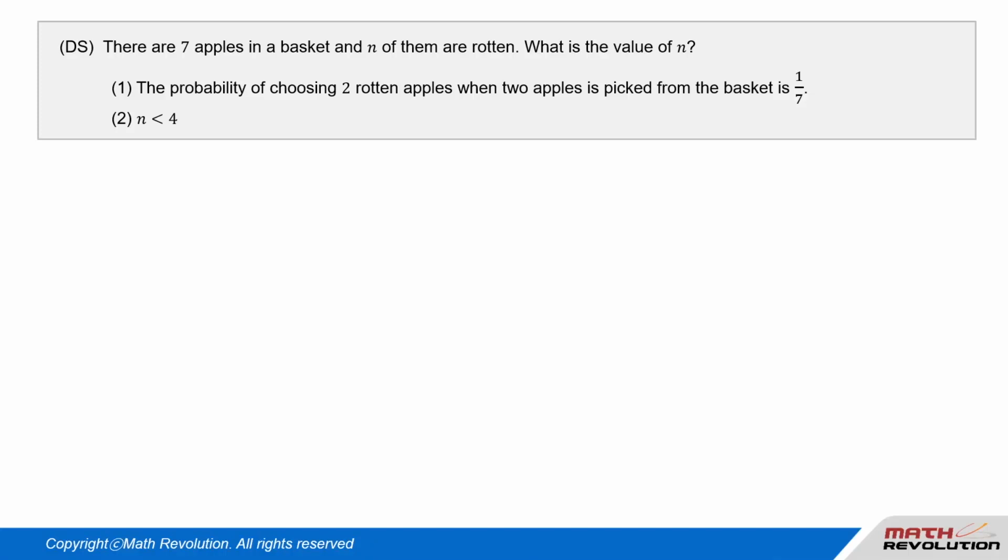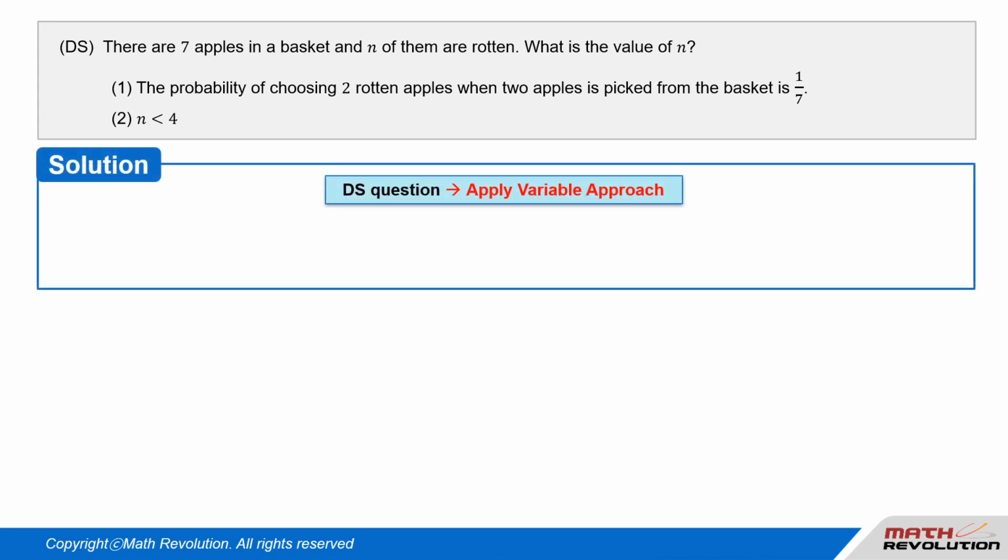Question 5. DS. There are 7 apples in a basket, and n of them are rotten. What is the value of n? Condition 1. The probability of choosing 2 rotten apples when 2 apples are picked from the basket is 1/7. Condition 2. N is less than 4.